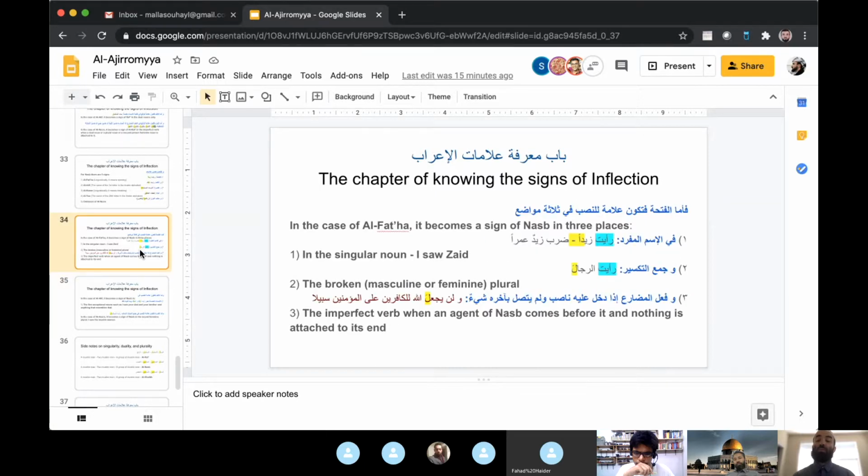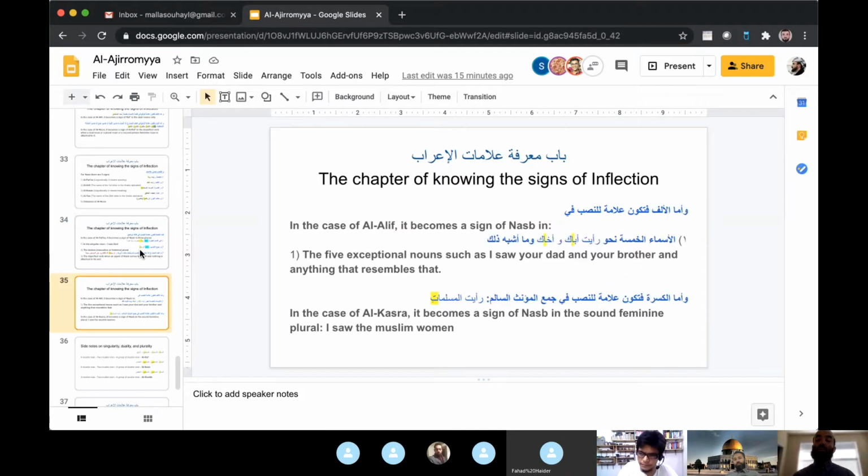So we said fatha becomes a sign of nasab in 3 places. We completed that, and then we also completed where al-alif becomes a sign of nasab. Now we are talking about al-kasra.